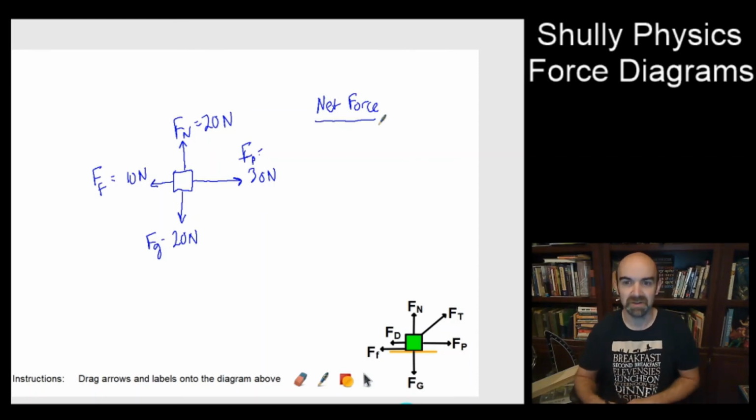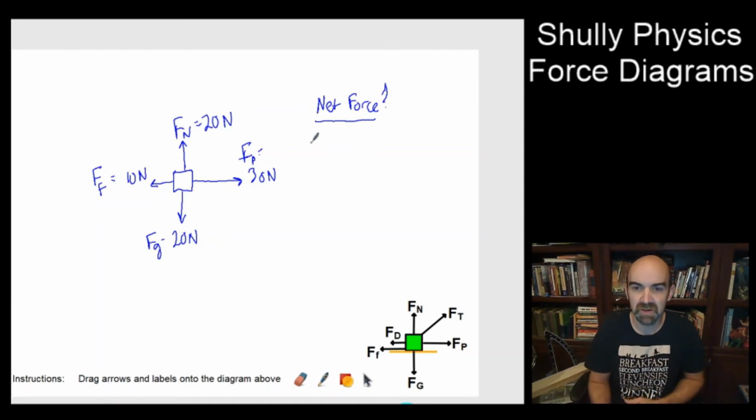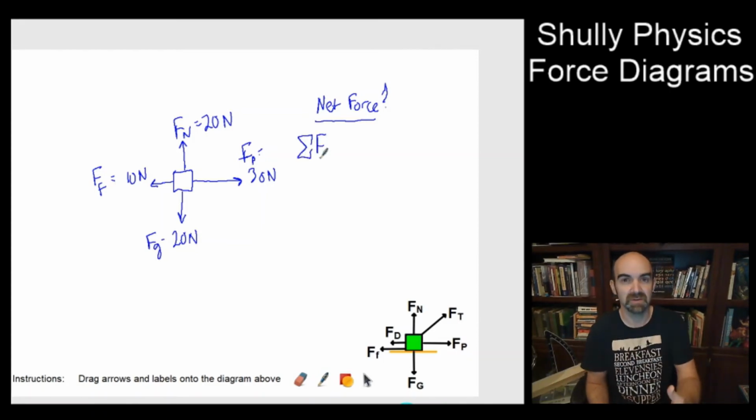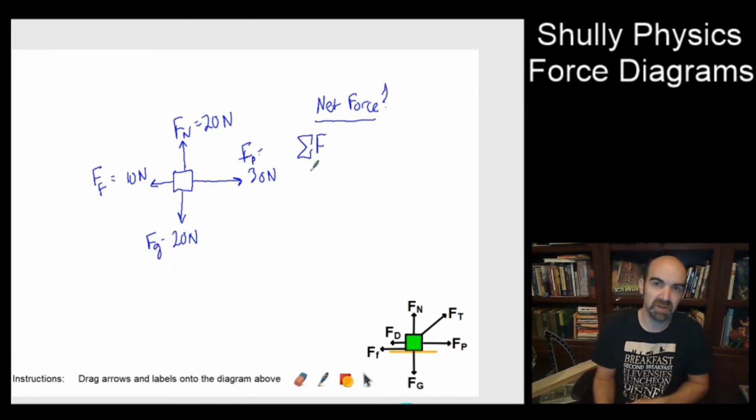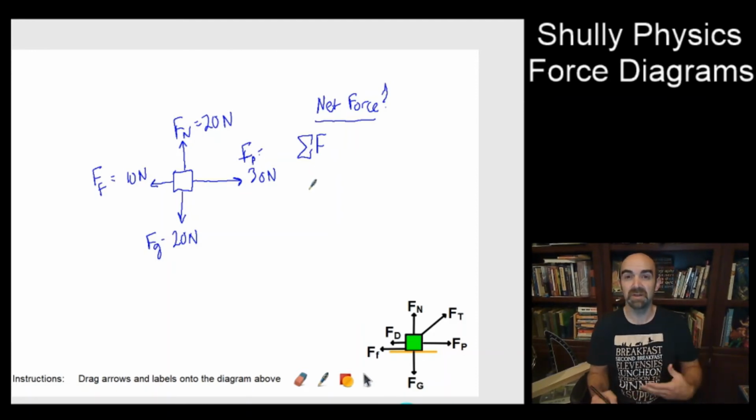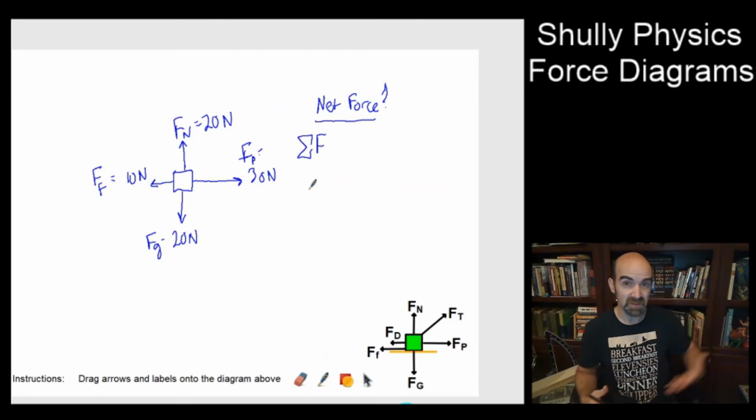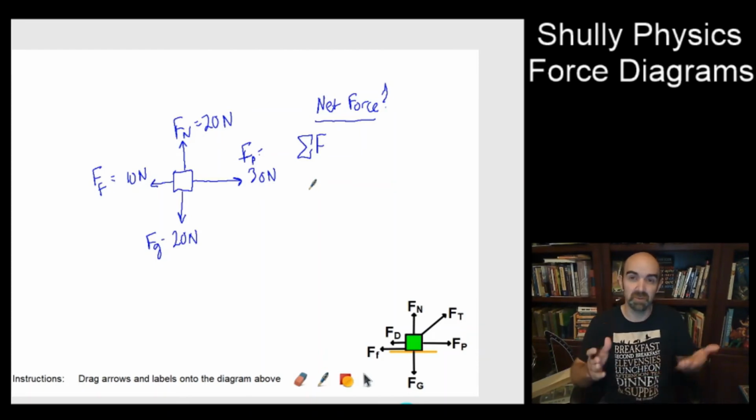Same thing here. All right, what's the net force going to be? And whenever we look at the net force, what we're going to do is sum the forces in each of the directions. If you recall back to projectile motion, we broke up motion that's in two dimensions into the x components and the y components, the horizontal and the vertical.